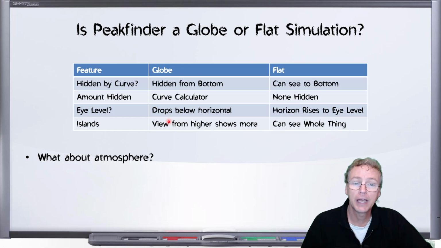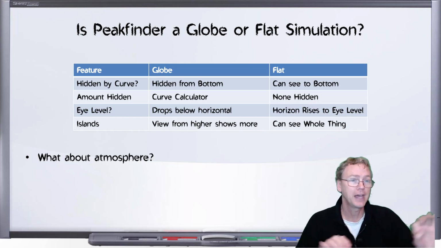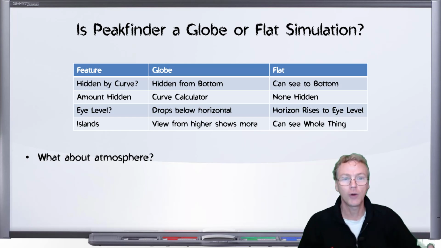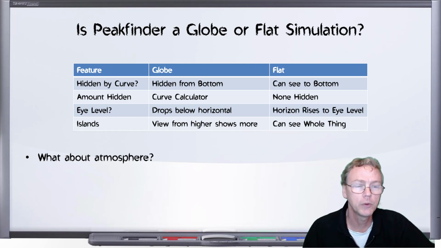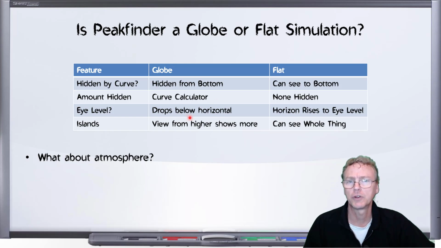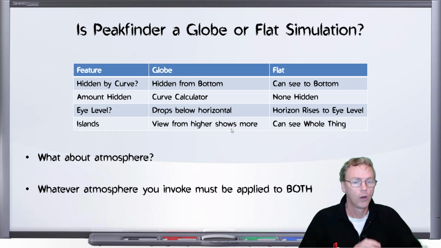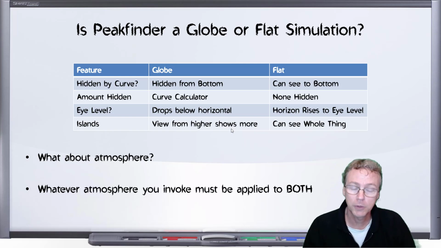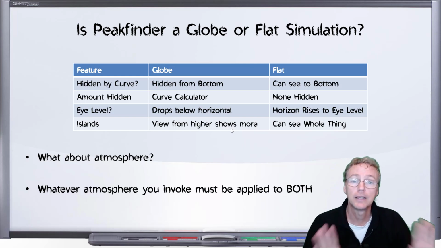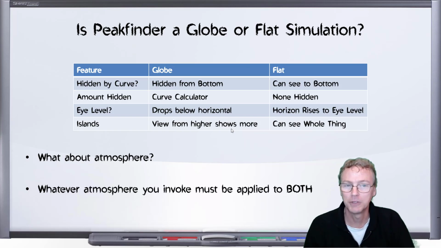So if we're not going to apply any atmosphere to this side, we are not allowed to apply any atmosphere to this side. Okay? And if that bothers you, then let's go ahead and apply atmosphere. So if we're going to apply some atmospheric rules over here, we must also apply the same exact atmospheric rule here. Right? In order to be fair, we have to apply the rules the same. So whatever atmosphere you wish to invoke, we must apply evenly to everybody to be fair.